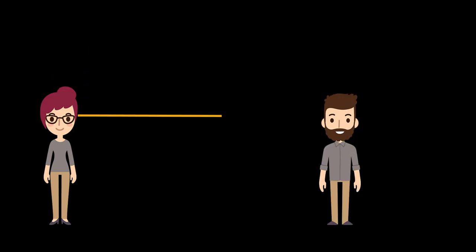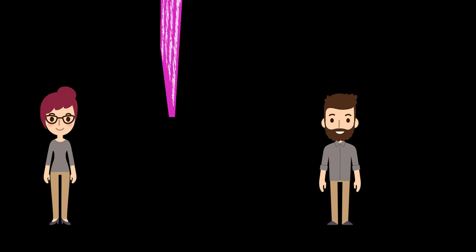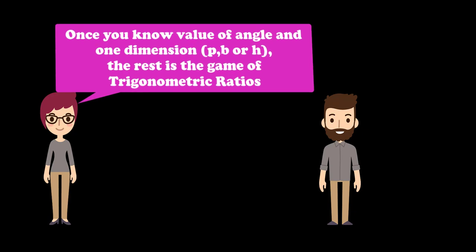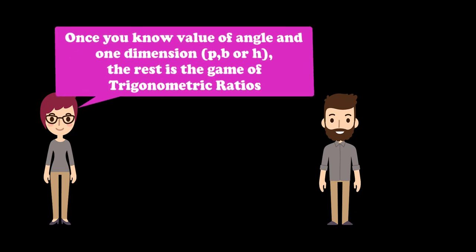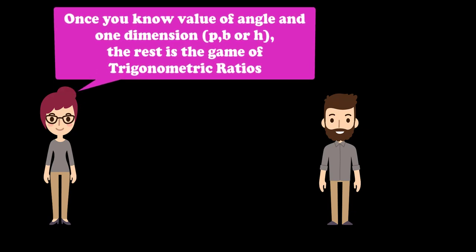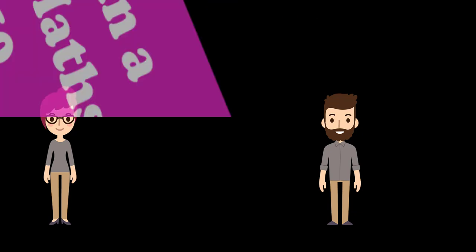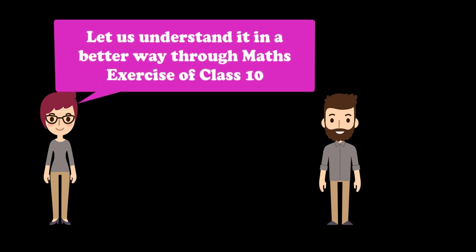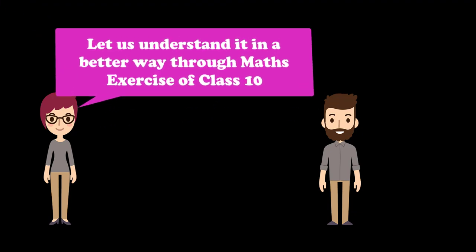This is the horizontal line and this is the angle of elevation when we look upwards. This is the angle of depression. Once you know the value of an angle in one dimension, it can be perpendicular, base or hypotenuse. The rest is the game of trigonometric ratios. Let us understand it in a better way through the maths exercise of class 10.